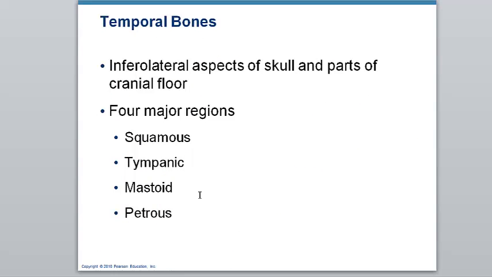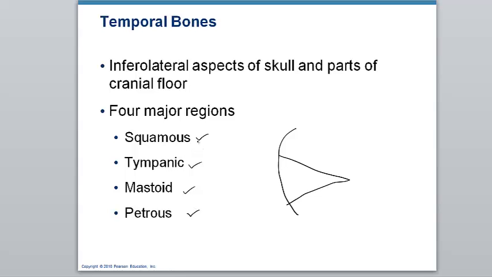The temporal bone is a bit of a tricky bone, okay? Imagine a bone that is flat on the outside, and then you have a cone-shaped structure on the inside. So you have a flatter outside part and a cone-shaped inside part. That's basically how your temporal bone is going to look. It has four major regions: your squamous region, your tympanic region, a mastoid region, and a petrous region.